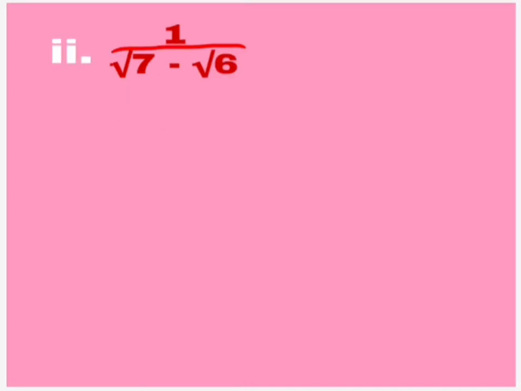Let's move on to the second sub question, 1 by root 7 minus root 6. In the previous two questions which we have solved, we had a single root in the denominator, right? Which means we had a monomial term in the denominator. But here we have a binomial term in the denominator, isn't it? So there is no difference. If you get a monomial term, you just multiply the monomial term to the numerator and denominator.